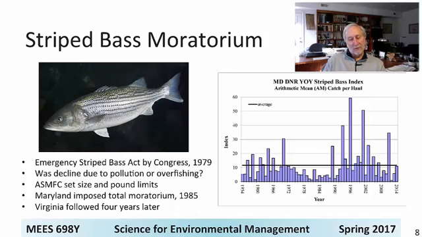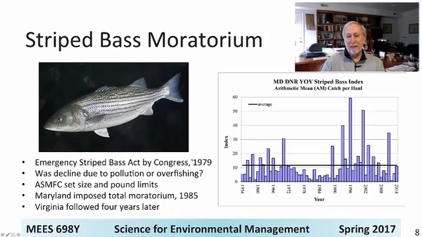Maryland scientists, including those at UMCES, were advocates, through their analysis, to show that something as desperate as this was required. So Maryland took the lead and in 1985 imposed a total moratorium on sport, recreational and commercial fishing. You couldn't catch striped bass at all. Virginia followed four years later.